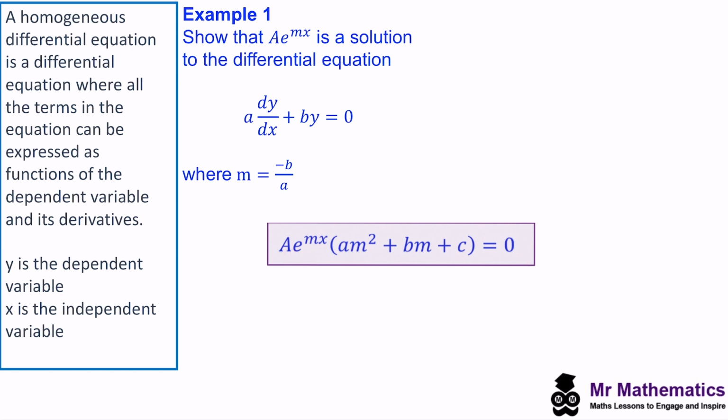To solve these types of equations, we need to use this equation here, where we have an exponential term multiplied by what's called the auxiliary equation. It is understanding where this equation comes from that we're going to focus on in questions 1 and 2. In question 3, we'll look at applying this auxiliary equation to solve the differential equation.